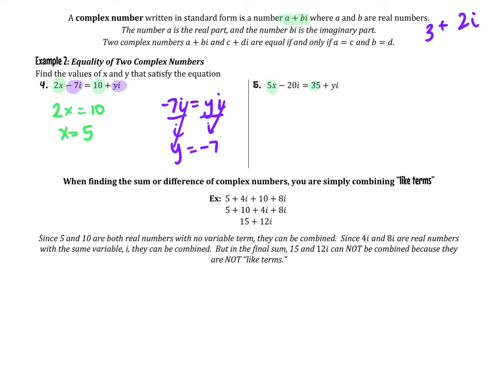All right, hopefully you have had time to work through number 5. If not, go ahead and pause the video now. Here we're going to have that 5x is equal to 35, which means that x is going to be 7. Here we're going to have that negative 20i is equal to yi, so I can divide both sides by i and get that y is going to be equal to negative 20.